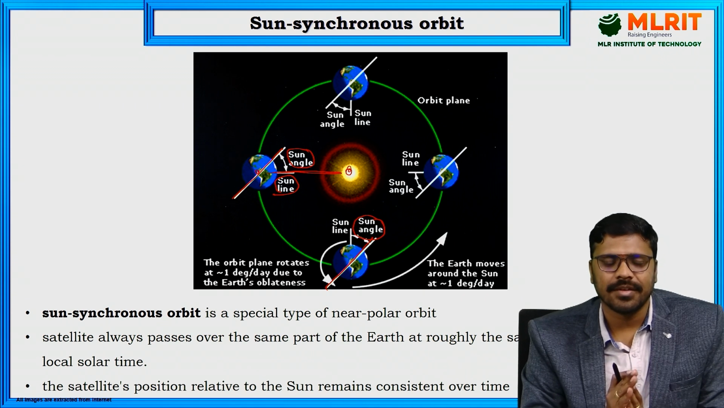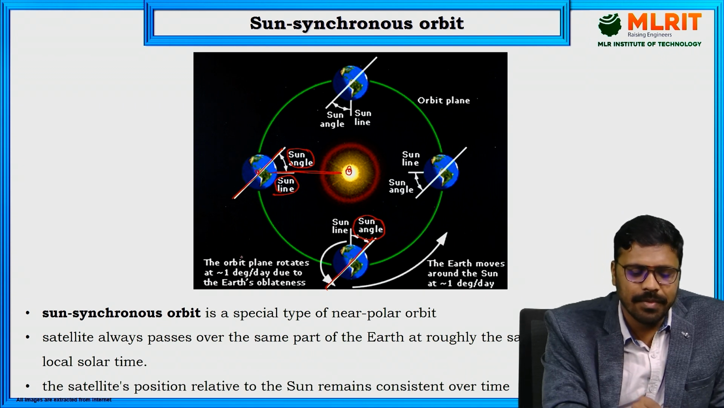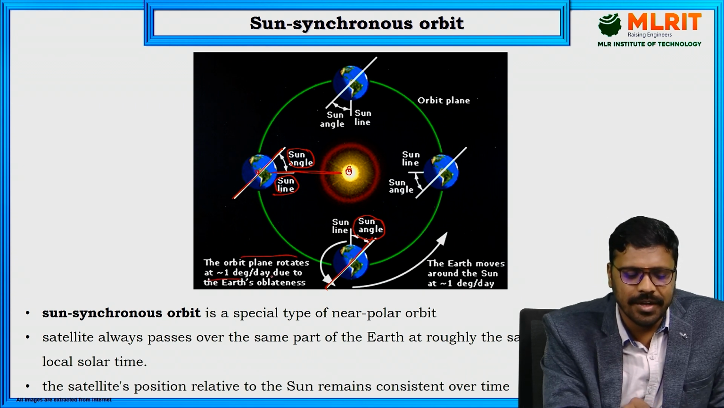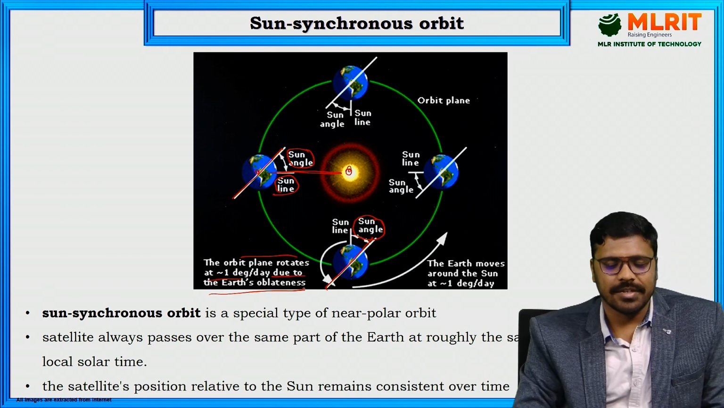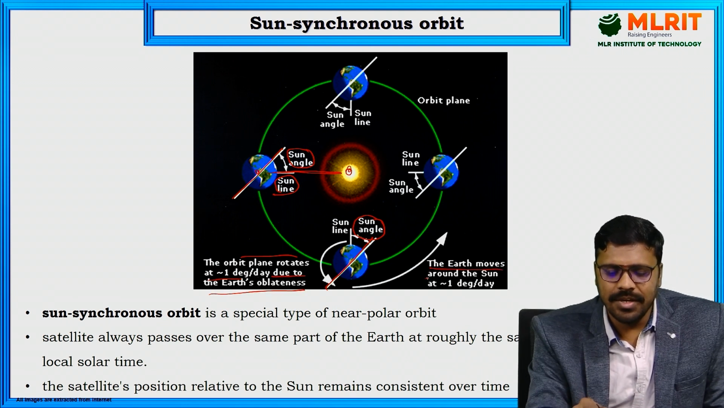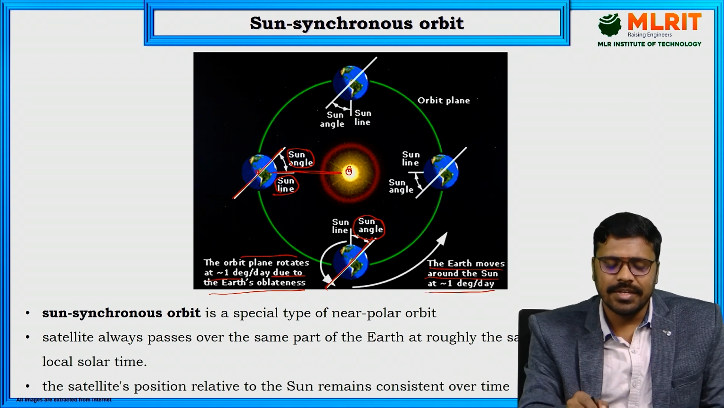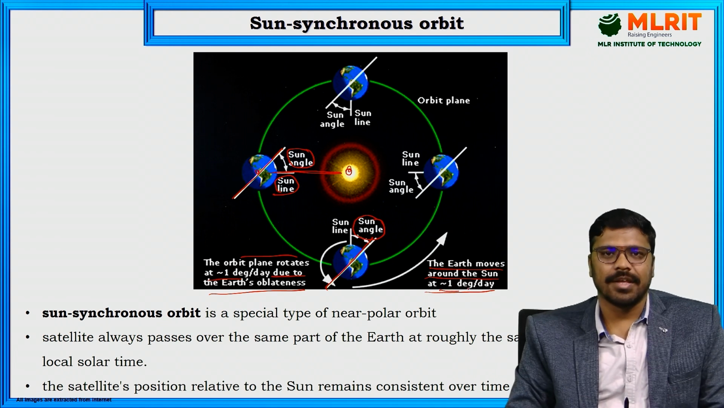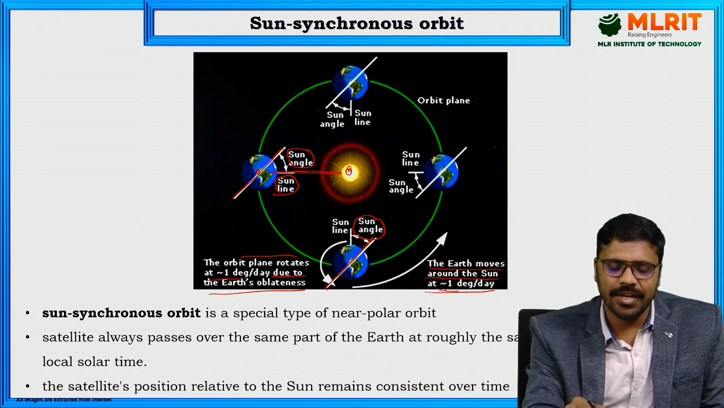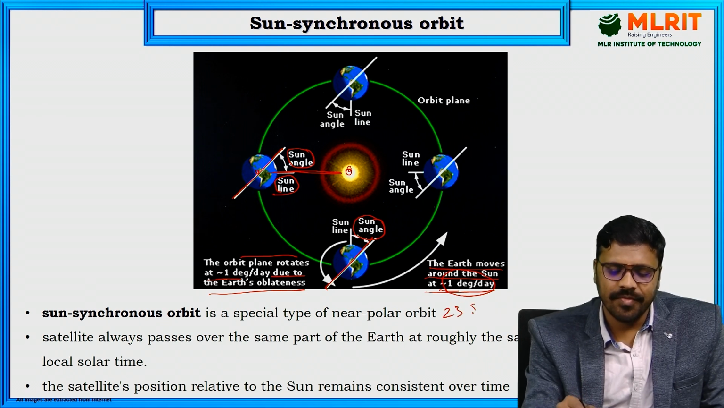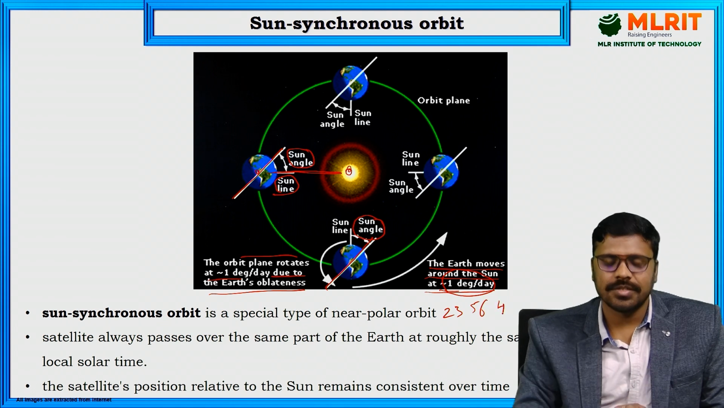every day. For that, the orbital plane rotates at 1 degree per day due to the Earth's oblateness, and because the Earth also moves around the sun in about 360 days, each day it precesses by 1 degree per day. Because of this 1 degree per day, the sidereal day is 23 hours 56 minutes 4 seconds.